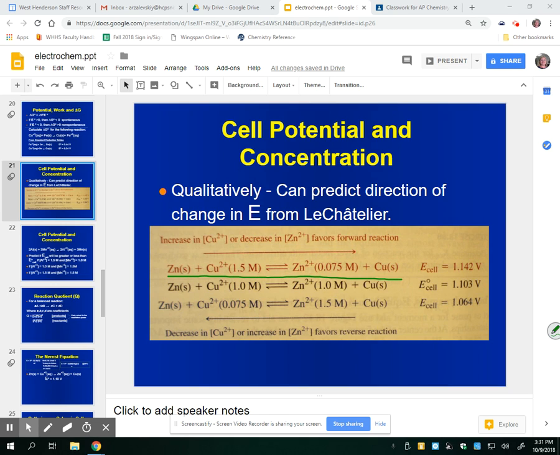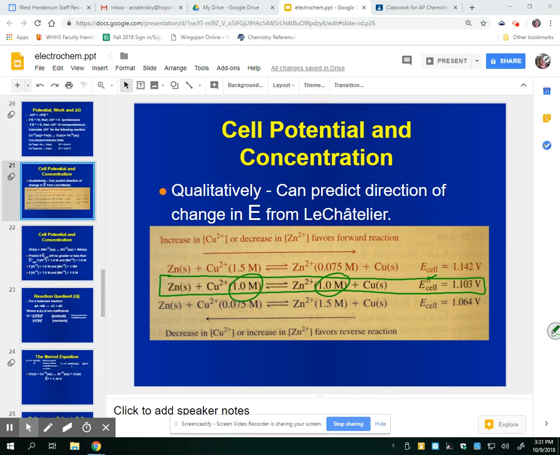So we have our standard cell voltage here with zinc and copper. And we know that it is standard because, one, we have this little zero there. And we know that standard is at 25 degrees, 1 atmosphere, and 1 molar solutions. So as we change those concentrations of our ions, our E cell is also going to change.